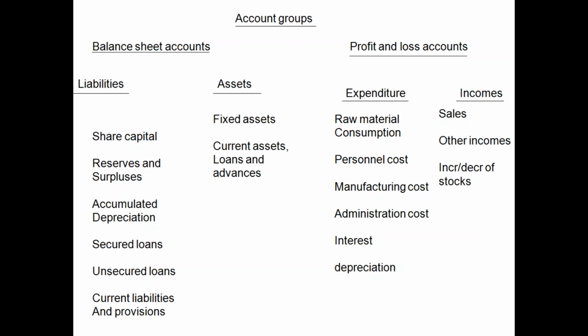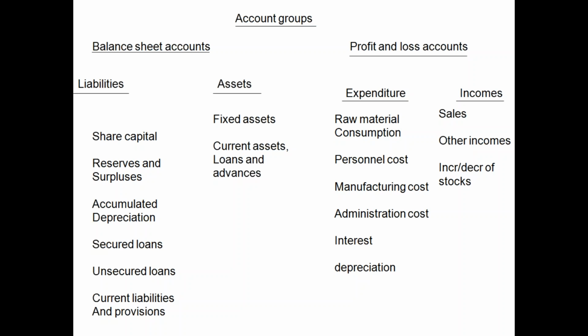Okay. So at an account group level, we can set up the number range. Which number range do you want to assign to share capital, secured loan, interest, depreciation, fixed asset, current asset accounts? So this is the account group we have.